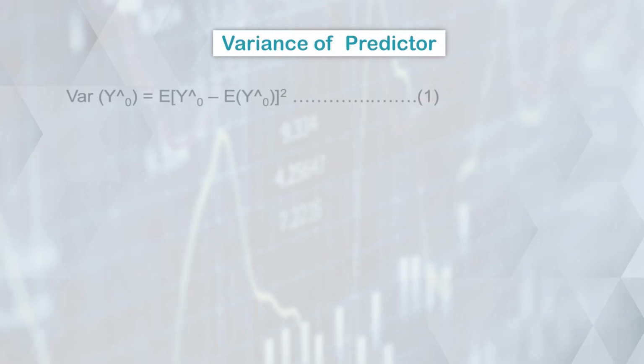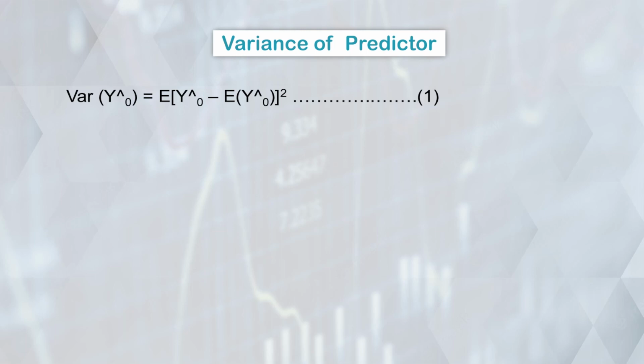This actually motivates us to look into the variance of the predictor, whether the variance is minimum or not. Then only we can look at the efficiency of this predictor, or we can go in tune with the best linear unbiased estimator. So for the variance, we apply the formula of expectation of y0 hat minus expectation of y0 hat whole square. This is step 1.